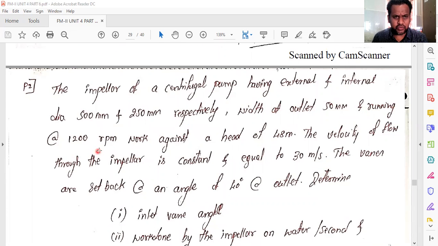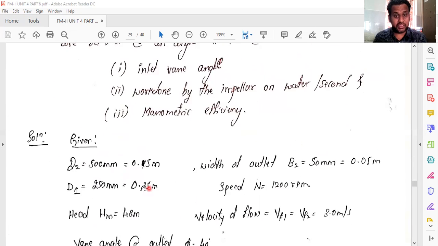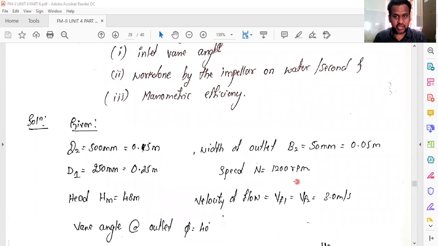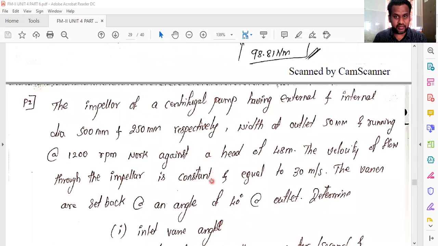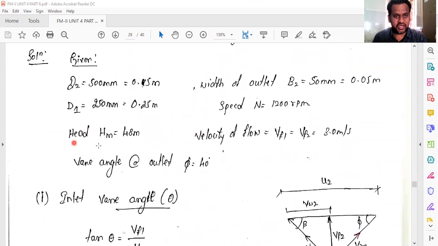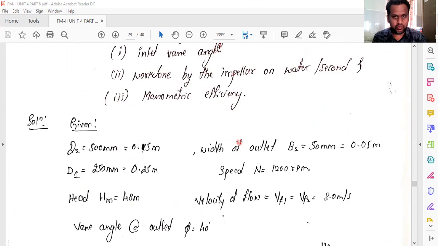And running at 1200 rpm, work against a head of 48 meter. So capital N is given 1200 rpm, and he has given the head of 48, work against the head of 48 meter. So he has given head, that is manometric head. Manometric head I already told you in the last class. Manometric head is nothing but the head that the centrifugal pump has to work against, that is manometric head is equal to 48 meter. So that also we found.